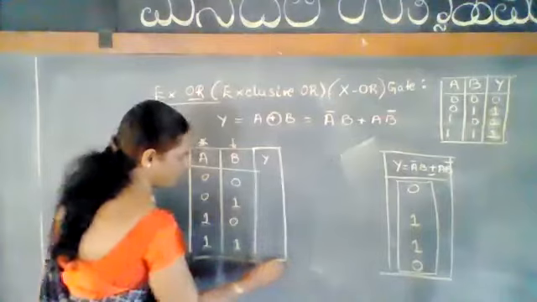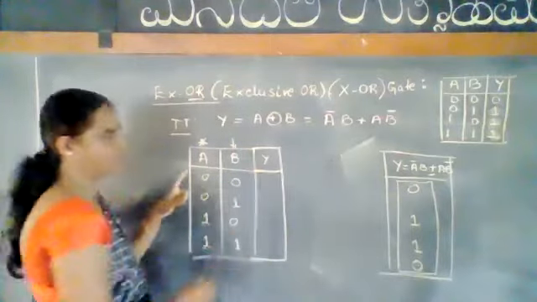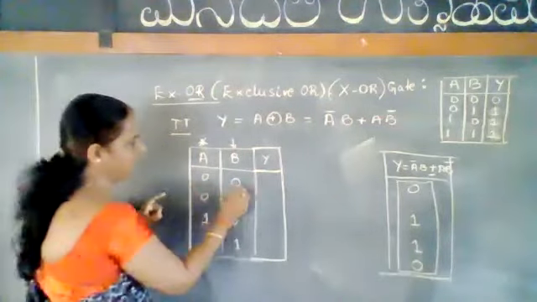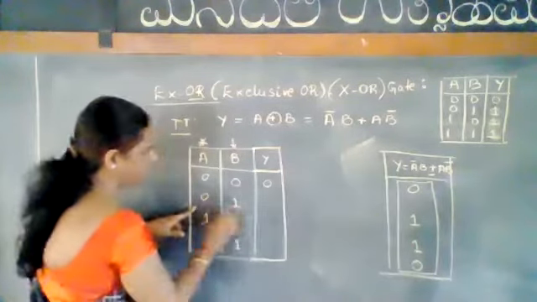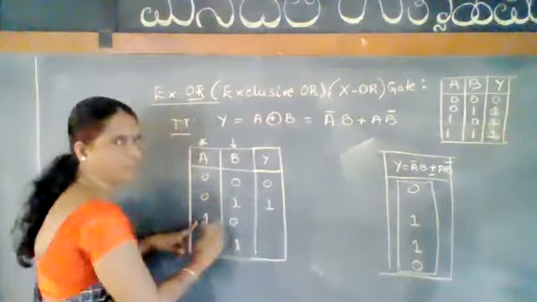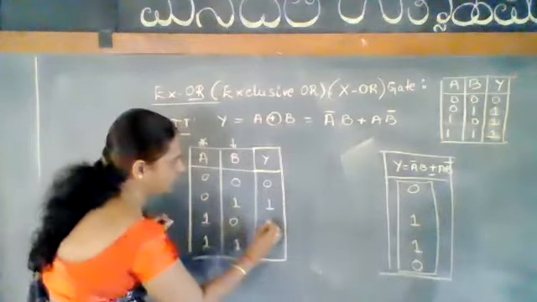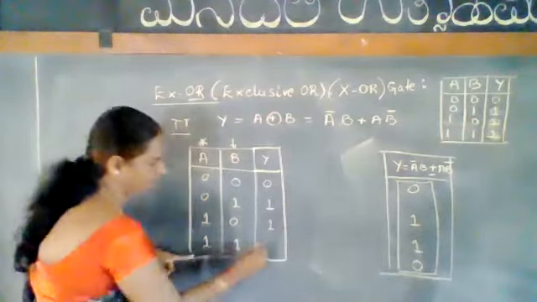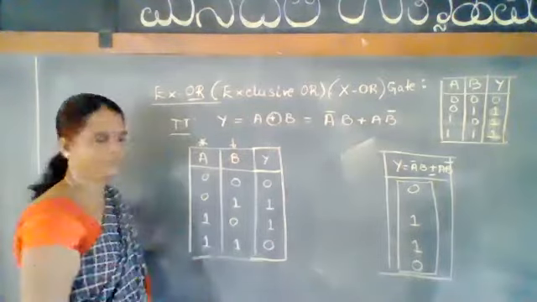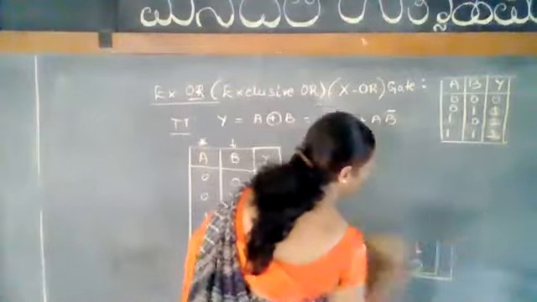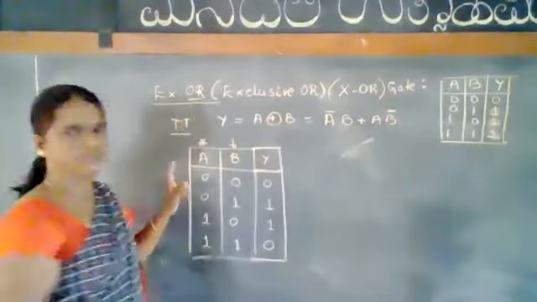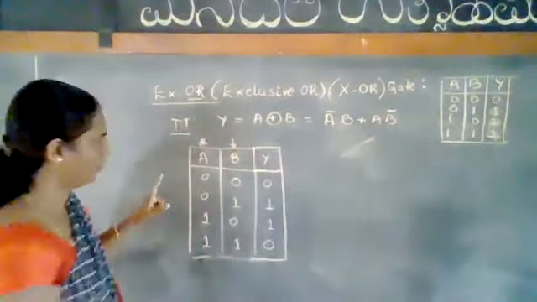Okay. So to write the truth table for the exclusive OR gate, we can write 0, 0. When it is 0, 0, the output is 0. When it is 0, 1, the output is 1. When it is 1, 0, the output is 1. When it is 1, 1, the output is 0. Only this much if you write, it is enough. So that is the truth table for the exclusive OR gate.